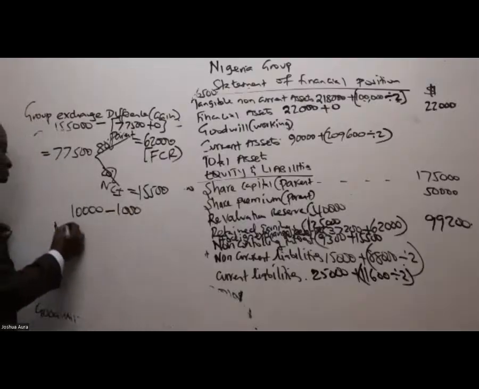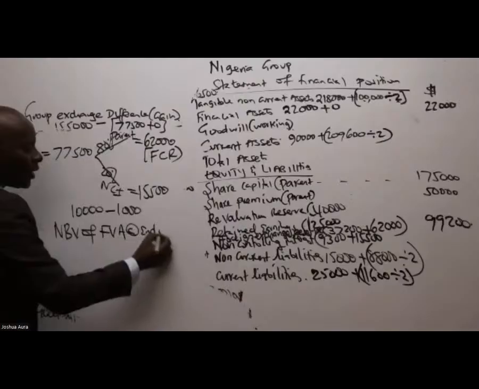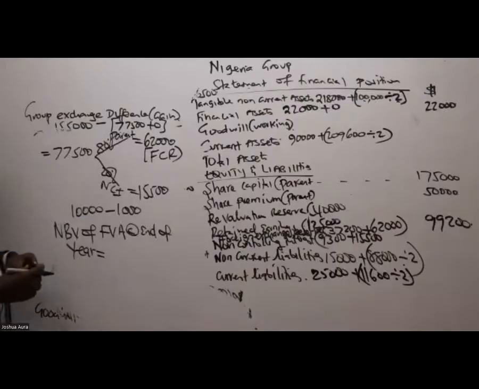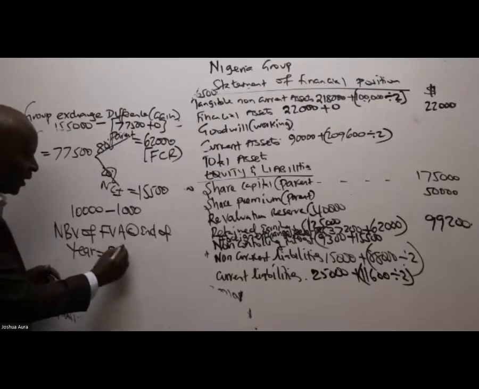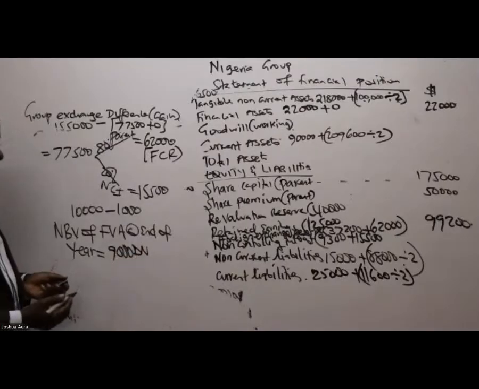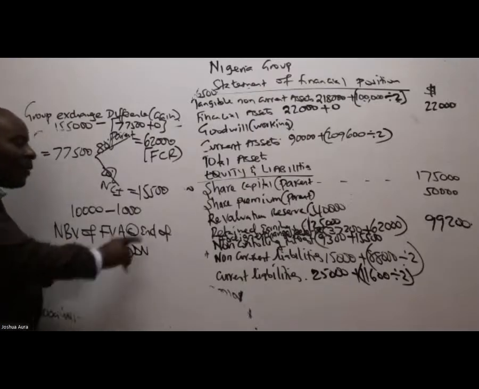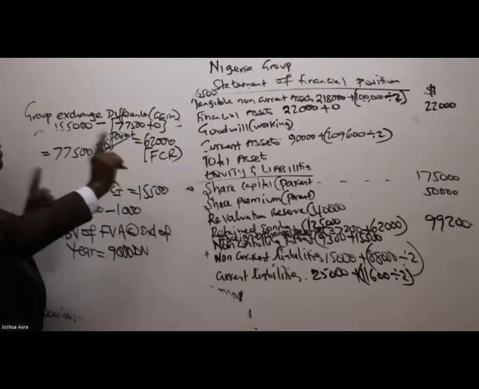So then what is the net book value of this fair value adjustment at the end of the year? This will be 10,000 minus 1,000, which gives me 9,000 DN. I want to bring this fair value adjustment and incorporate it here in the PPE. It's an increase in my PPE value.